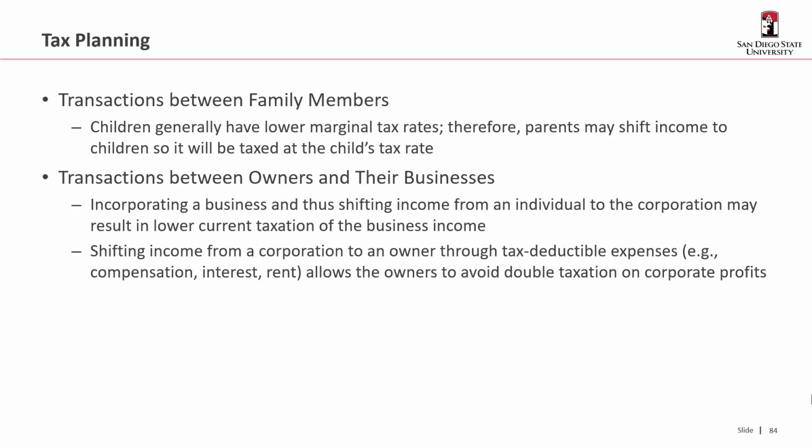We saw that. Shifting income from a corporation to an owner through a tax-deductible expense can allow the owner to avoid double taxation, right? So in our previous examples, we had the profits of the corporation being distributed to the owner through dividends. But it's also possible that they could be distributed through reasonable compensation, a reasonable interest on loans, or even if the individual owner continued to own the property that the business uses, it can rent it to that business. Thus, the rent is a deduction for the corporate form, but of course, it's income on the part of the individual owner.